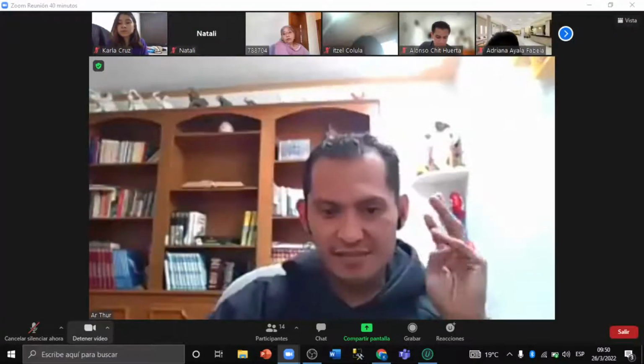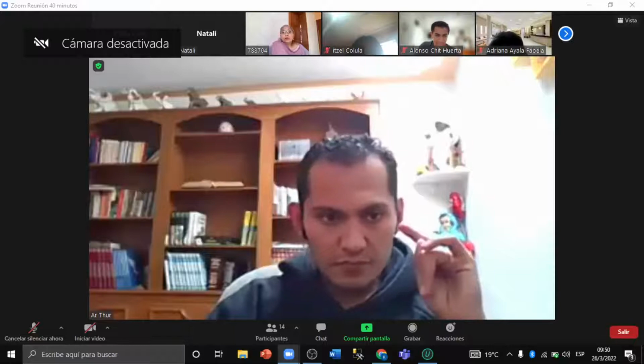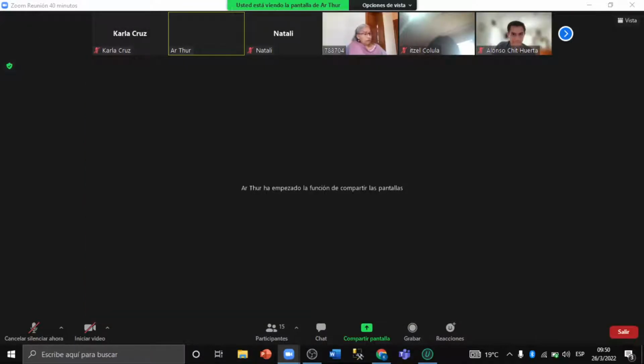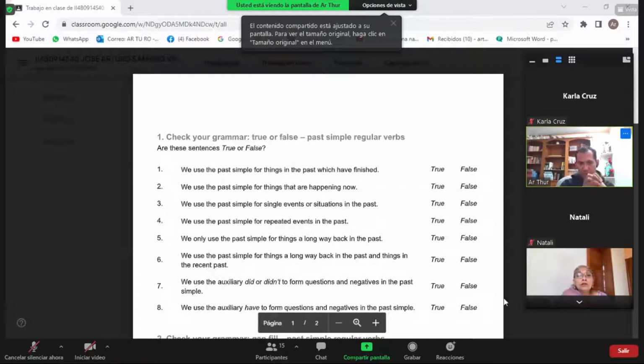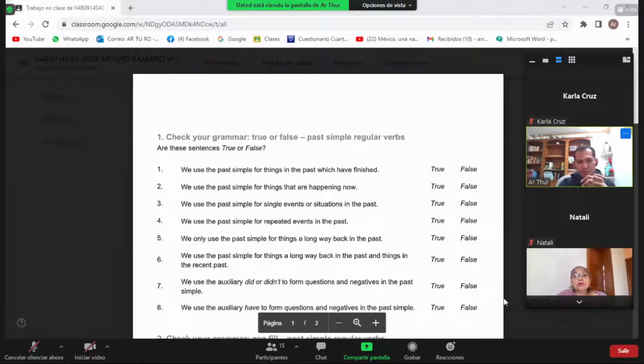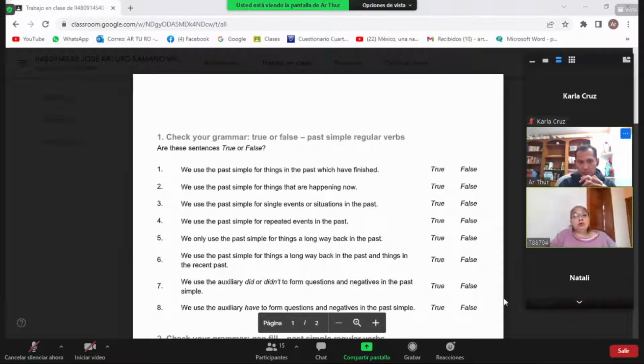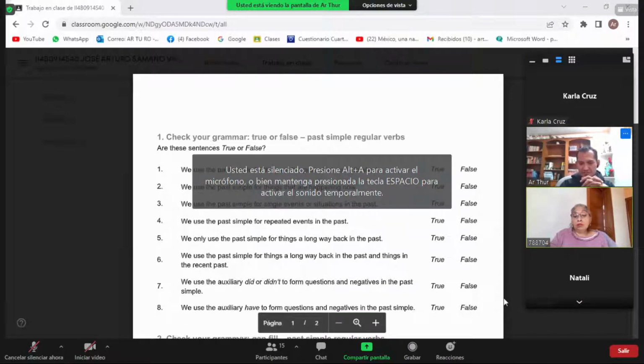Okay, so it says, past simple regular verbs. Are these sentences true or false? Remember the rules. We use the past simple for things in the past which have finished. True. Of course, it's true.